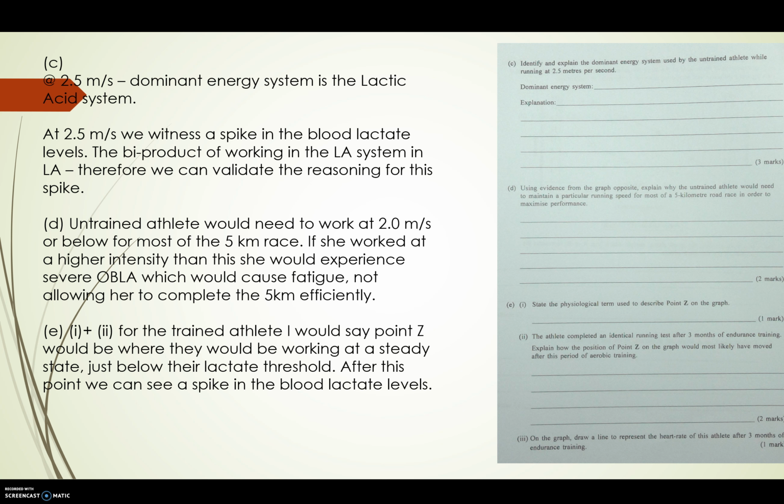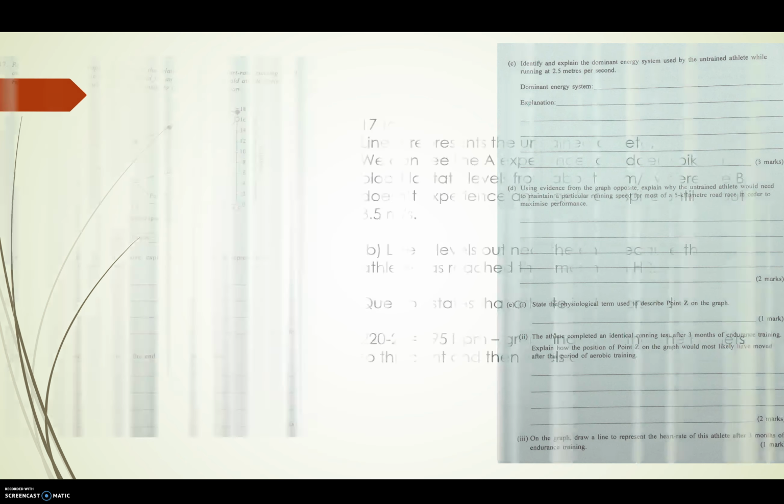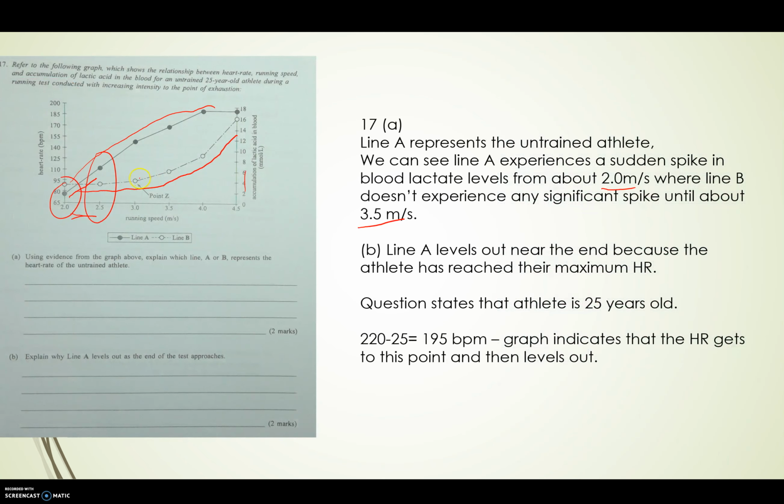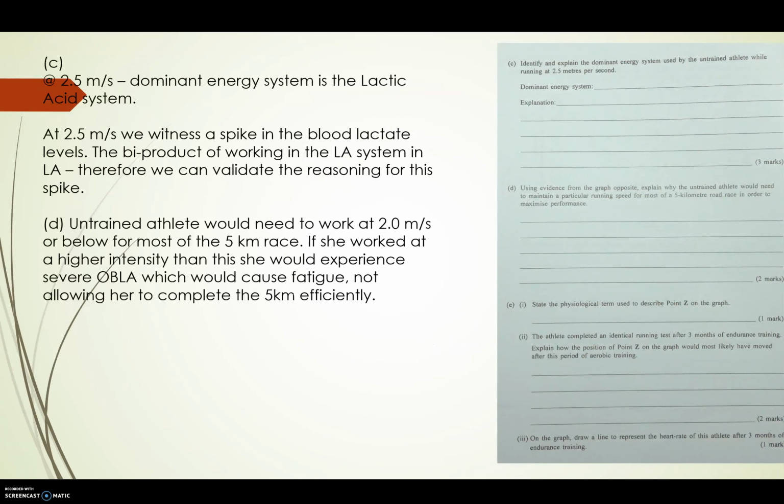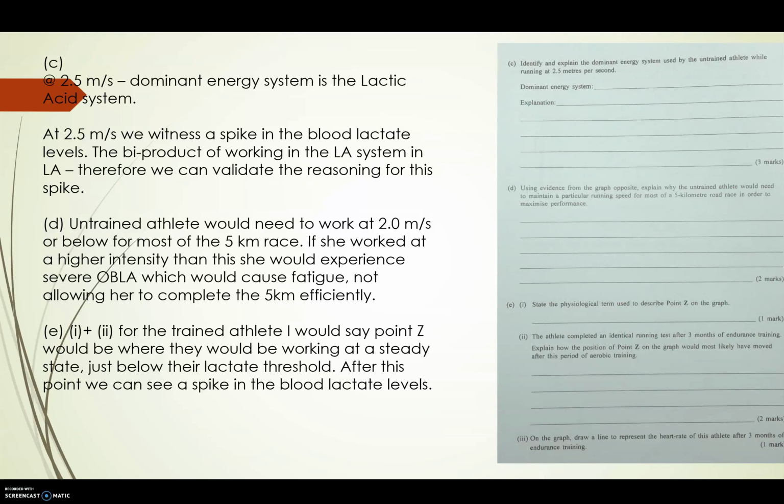The athlete completed an identical running test after 3 months of endurance training. Explain how the position of point Z in the graph would most likely have moved after this period of training. So let's look at point Z. If they're training for longer, it could move over to here. So you could see a greater steady state at a faster speed and then an increase, something to that extent. I've actually missed putting that in the answer, so I apologise for that.